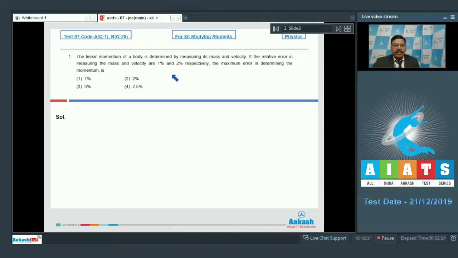So let's write the expression for momentum. We know that momentum is simply mass into velocity. So momentum P is mass into velocity, and there are errors in measurement of mass and velocity. So the relative error in momentum delta P by P is the sum of relative error in mass and velocity. That means delta M by M plus delta V by V.